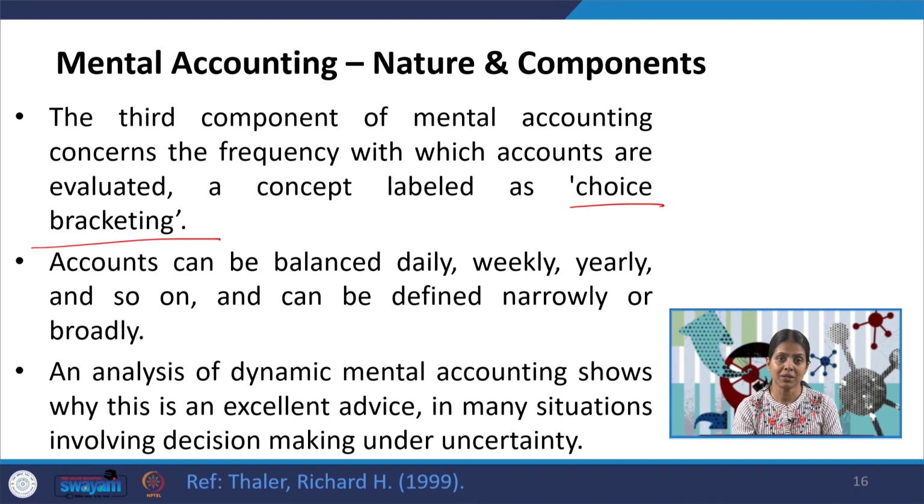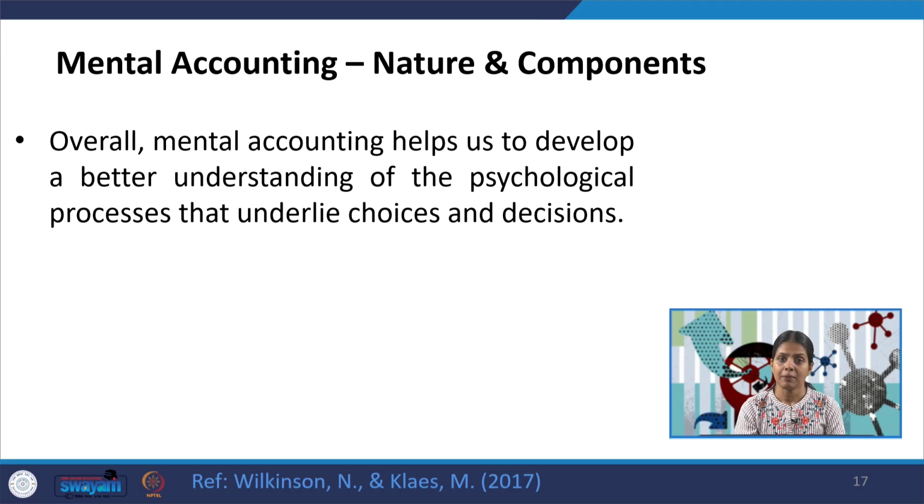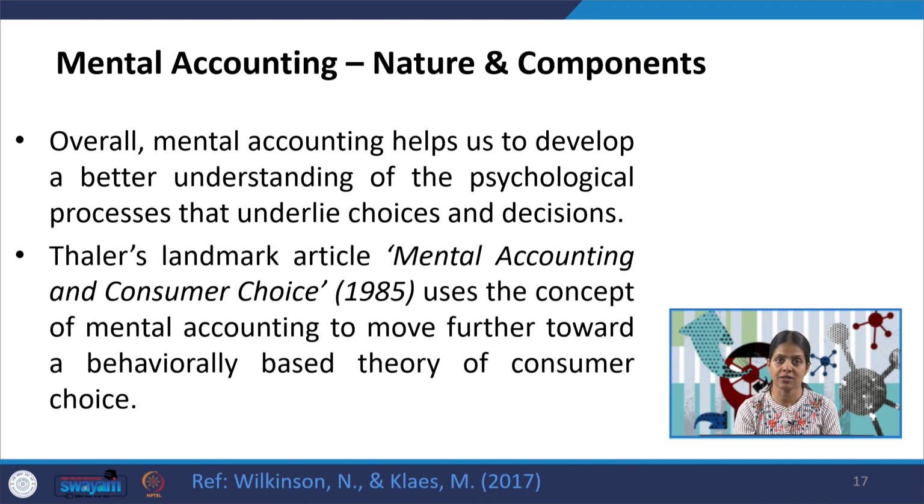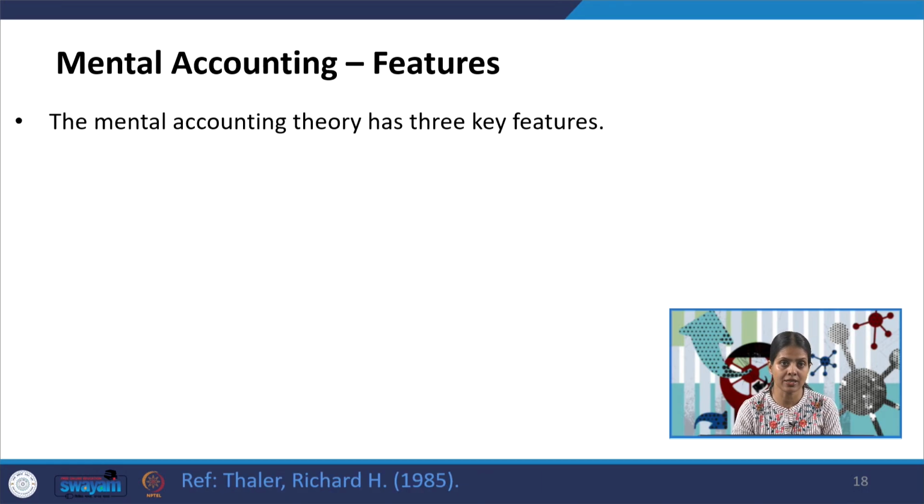An analysis of dynamic mental accounting shows why this is excellent advice in many situations involving decision making under uncertainty. Overall, mental accounting helps us to develop a better understanding of the psychological processes that underlie choices and decisions. Thaler's landmark article Mental Accounting and Consumer Choice, published in 1985, uses the concept of mental accounting to move further toward a behaviorally based theory of consumer choice. He says that mental accounting has a lot of implications and applications in the field of marketing. The mental accounting theory has three key features.